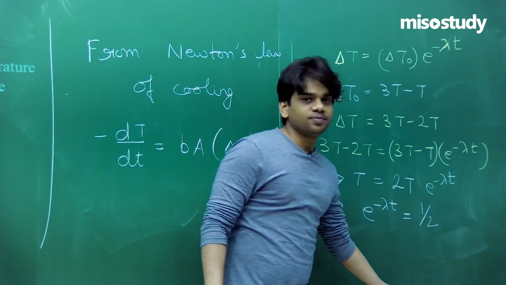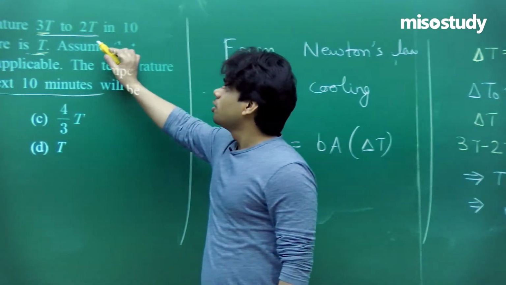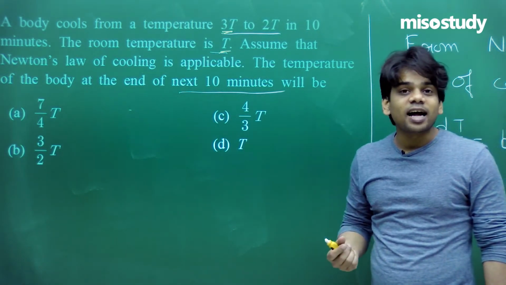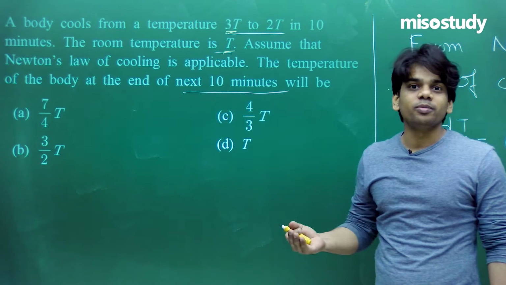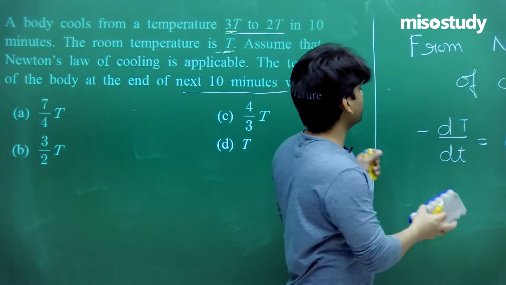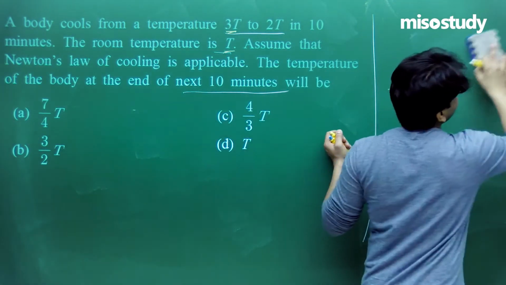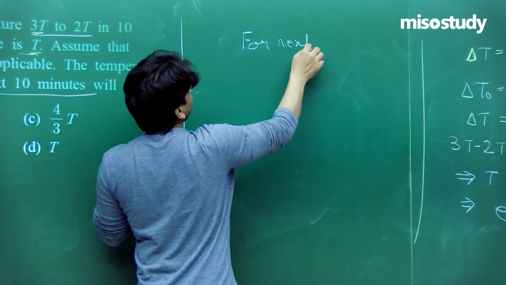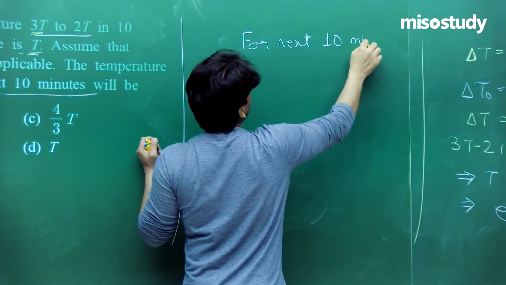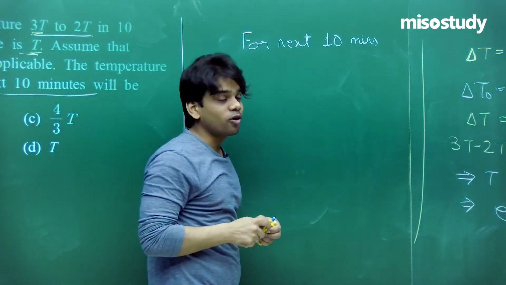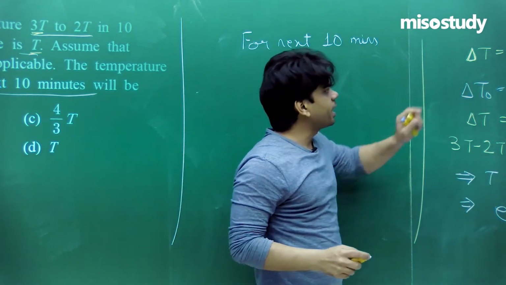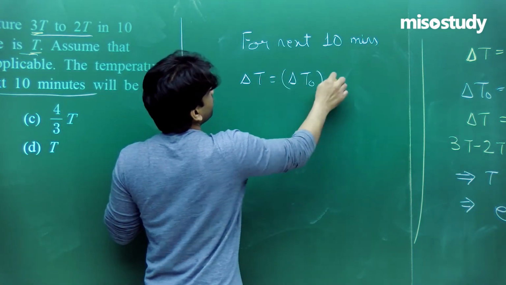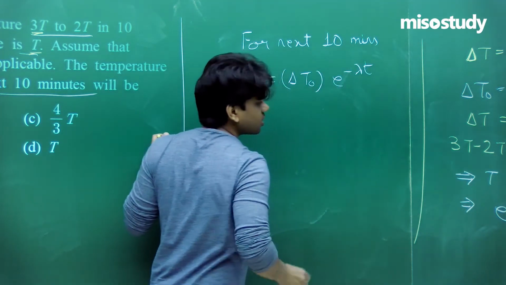For the next case, you see here the body temperature is changing from 2T to some new temperature. We can say that now the temperature difference between the object and surrounding will be 2T minus T. Let's come to the next case. For the next 10 minutes, again we'll be using the same formula. Delta T equals delta T naught e to the power minus lambda T. This is what we have to use.